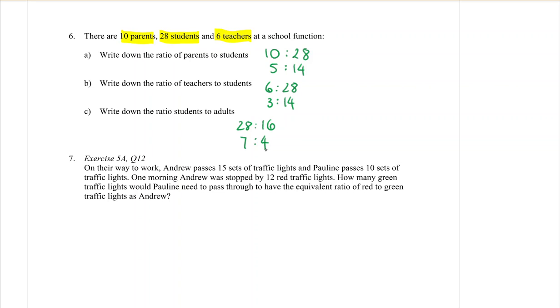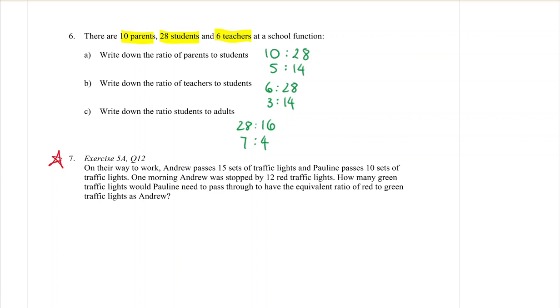All right, one last question, and this one I'd probably give a bit of a star to. This is the harder type of question. Let's read it. On their way to work, Andrew passes 15 sets of traffic lights and Pauline passes 10 sets of traffic lights. One morning, Andrew was stopped by 12 red traffic lights. How many green traffic lights would Pauline need to pass through to have the equivalent ratio of green to red traffic lights as Andrew? Sometimes it's just the wordiness of the question that confuses people.